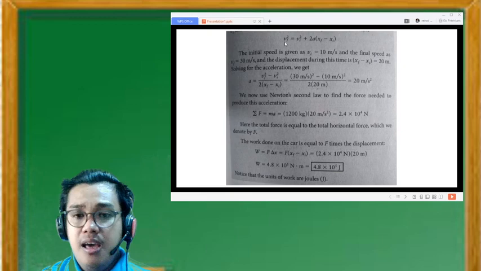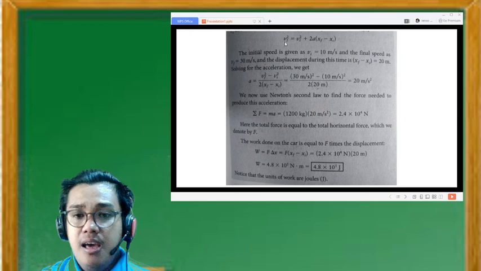So we now use Newton's second law to find the force needed to produce this acceleration. We write the summation of force is equal to the mass times the acceleration, or 1,200 kilograms multiplied by 20 meters per second squared. When we multiply that, the result is 2.4 times 10 raised to the power of 4 newtons. Hence, the total force is equal to the total horizontal force.